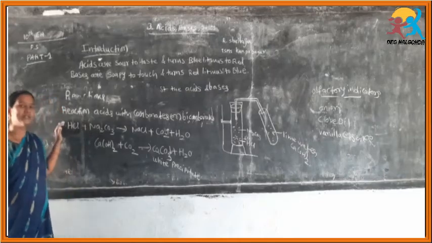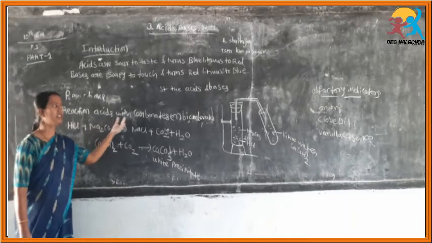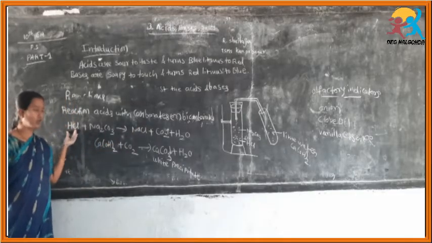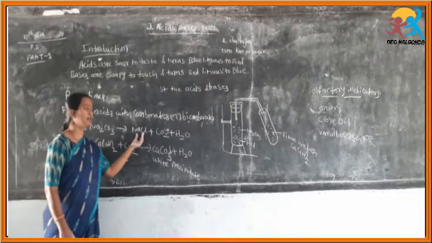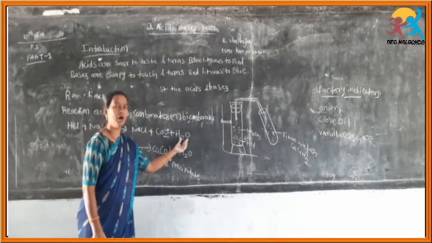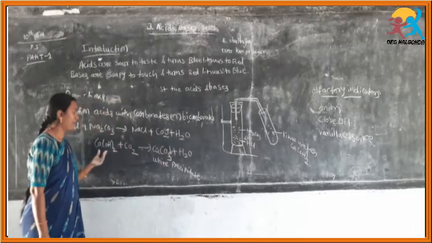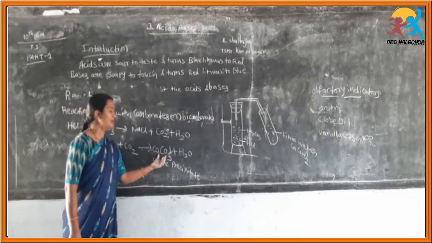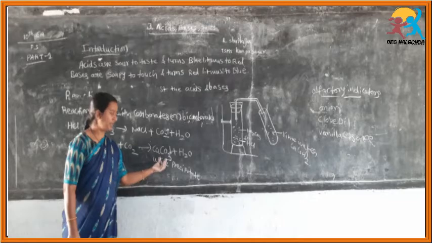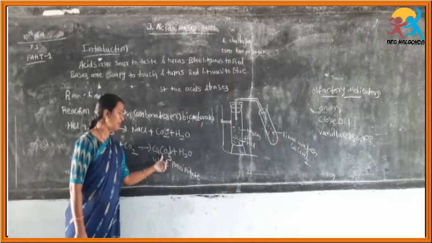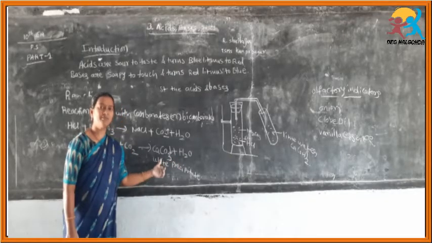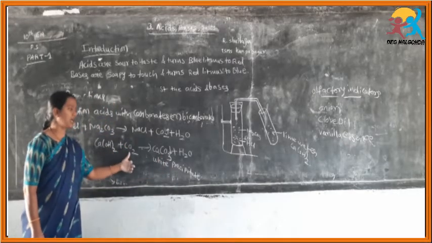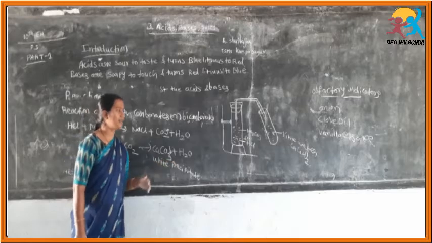So here you see the reaction of acids with carbonates or bicarbonates. Hydrochloric acid reacts with sodium carbonate and gives sodium chloride, carbon dioxide and water. If the carbon dioxide gas is passed through lime water, it turns into a white precipitate, the milky white precipitate being calcium carbonate. The calcium hydroxide reacts with carbon dioxide and gives calcium carbonate and water.